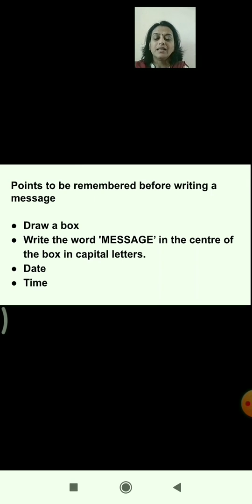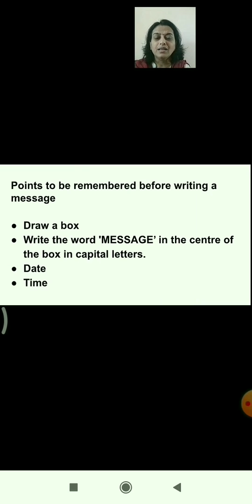Then the next point is you have to also write the date. Now you are writing the message today, so you are going to write today's date. Whenever you are writing a message, you have to mention the date also, because you are writing the message today. So the person who is going to read your message will also know that the message is being written today. It is not the old one, it is today's.